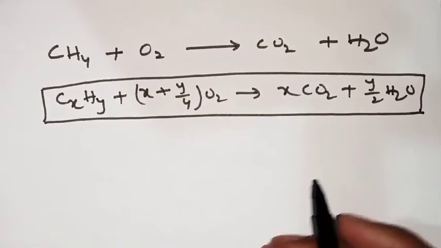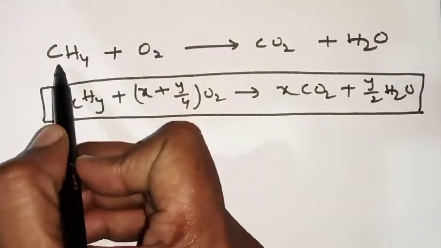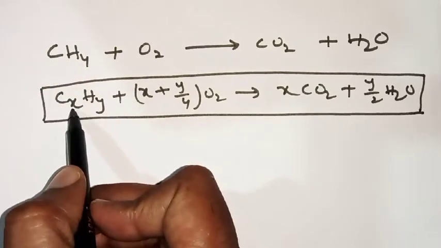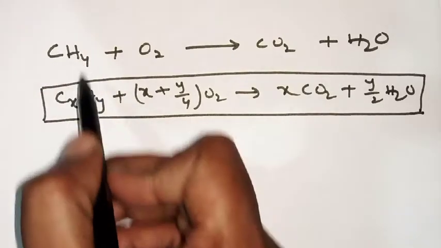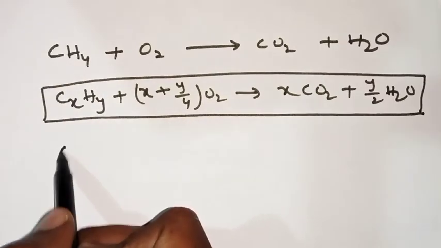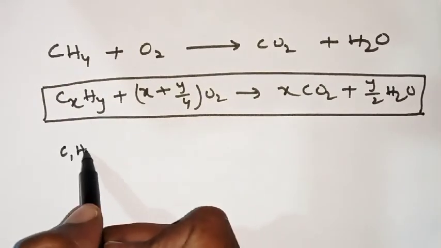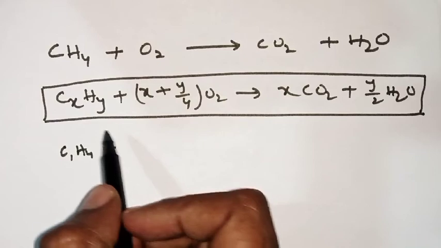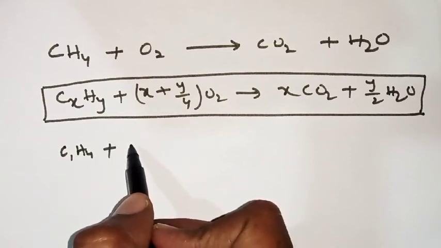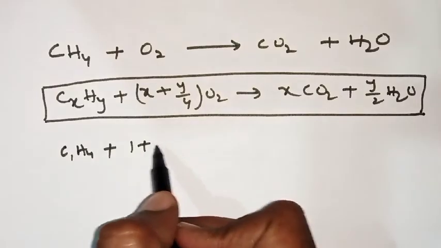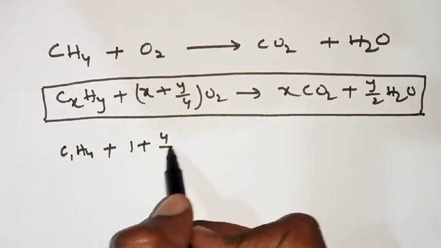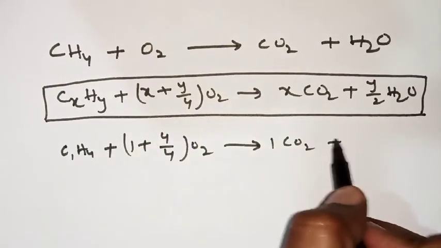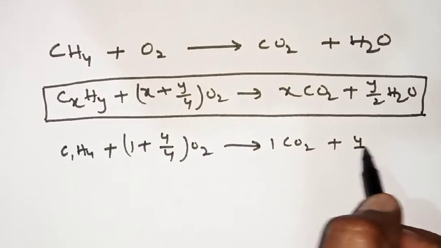Very simple: in place of x, see how many carbons are in the given hydrocarbon. The number of carbons represents x, and the number of hydrogens represents y. Just replace that. So CxHy is C1H4, plus (x plus y by 4). What is the x value? 1, plus y, which is 4, because hydrogens are 4, 4 by 4 O2 gives x CO2, that means 1 CO2, plus y by 2, y being 4, 4 by 2 H2O.